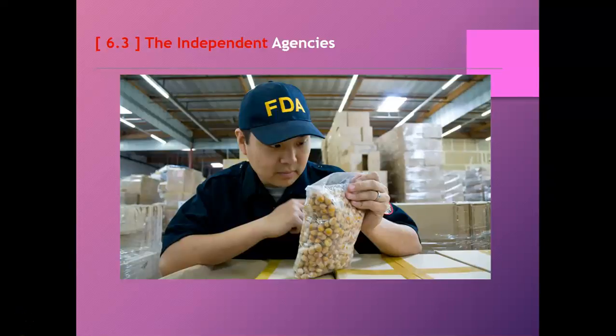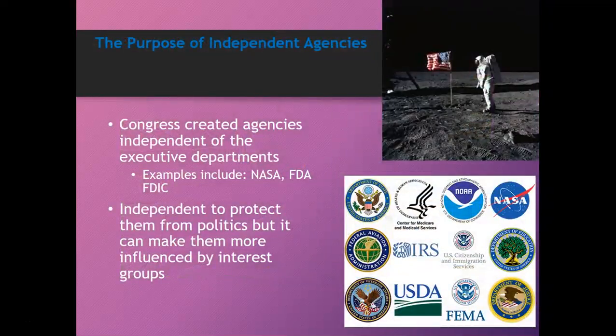These are notes 6.3, independent agencies. So we're looking at the portion of the federal democracy that is independent of the departments of the bureaucracy or the executive branch. The purpose of these independent agencies was that they were created by Congress. Congress created these agencies with the purpose of them being standalone.